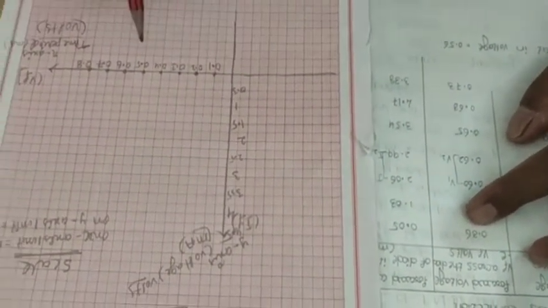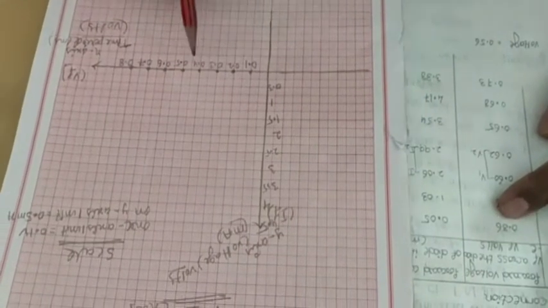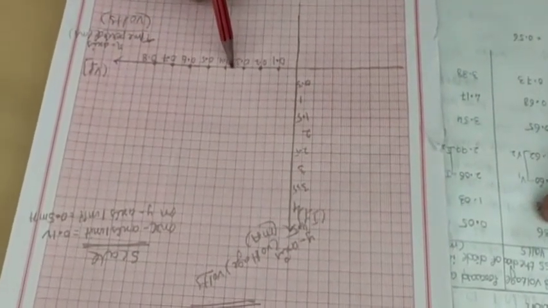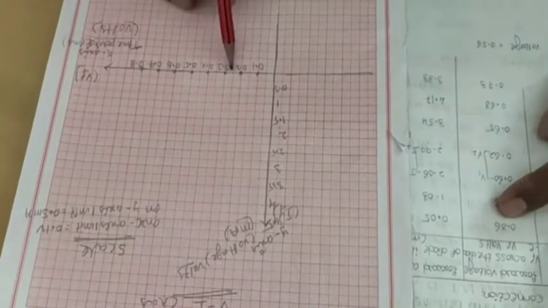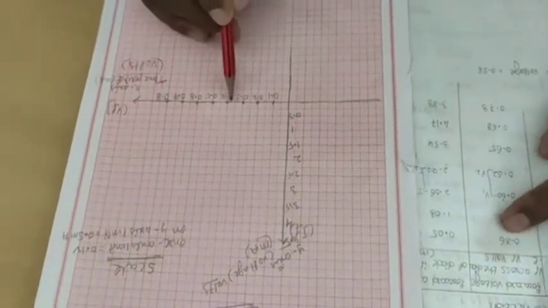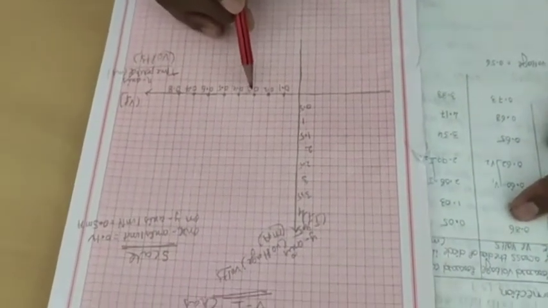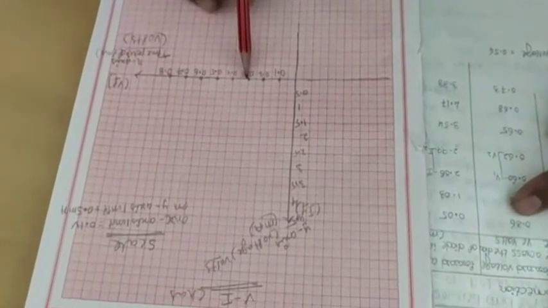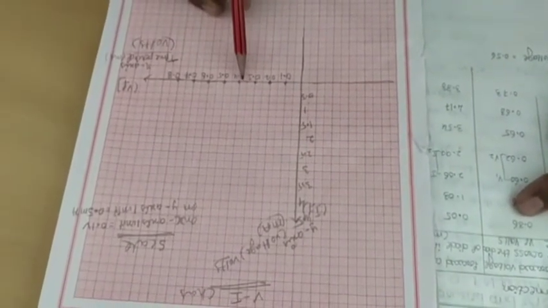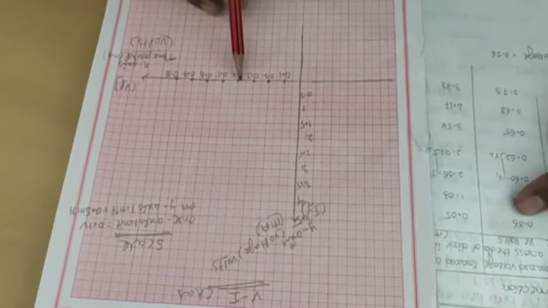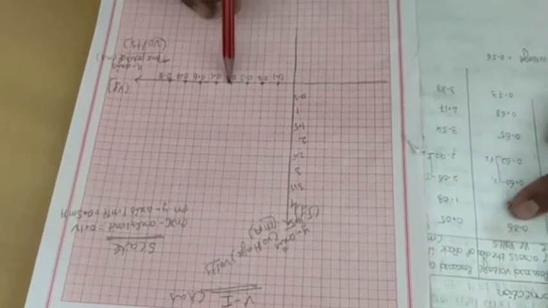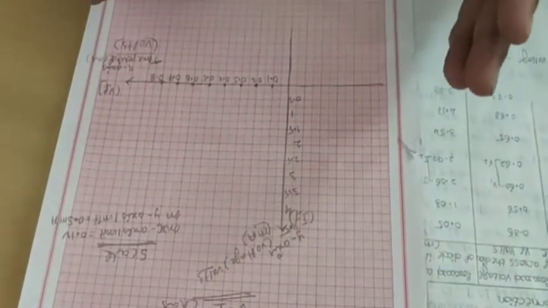0.36. So this is 0.3, 6 means 0.5, 0.6. In a complete box we have a total of 10 lines. Can you understand? Count also: 1, 2, 3, 4, 5, 6, 7, 8, 9, 10. One complete box has a total of 10 lines available.